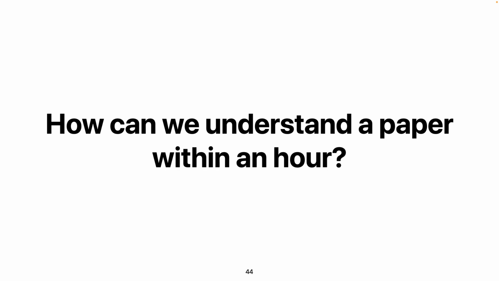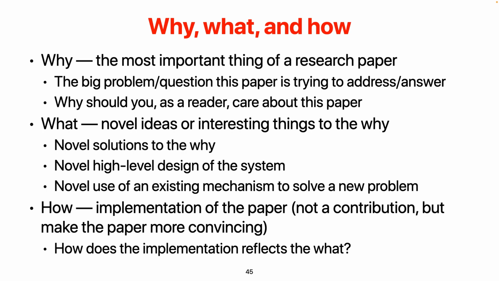Okay, sounds like you guys are good paper readers, but I still want to teach the way I parse a paper. First of all, and it's also important when you write a paper, each paper has three elements: why, what, and how. The why is the most important thing of a research paper. Once you do a Google search, like scholar.google.com, you want to find a paper and know if it is related to the topic that I care about. Then the most important thing is what kind of problem this paper is trying to address, right? So that's the why of the paper.